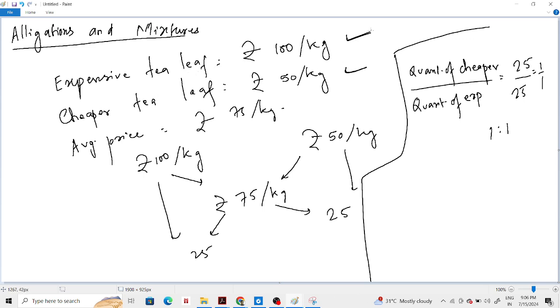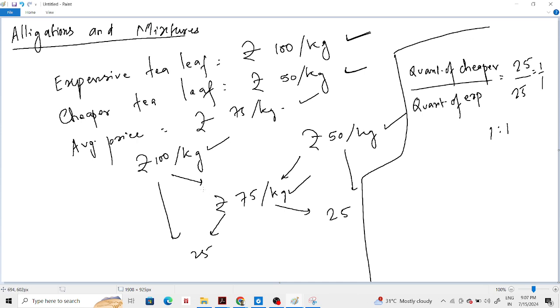Okay, so here I have taken expensive tea leaf as rupees 100 per kilo, cheaper tea leaf as rupees 50 per kilo. What is the average price? Average price is 75 per kilo. Now you just put it in this way. This is called alligation, linking. So we are putting the expensive price over here. We are putting the cheaper price over here. We are putting the average price over here.